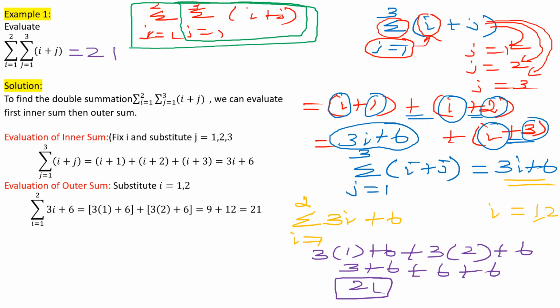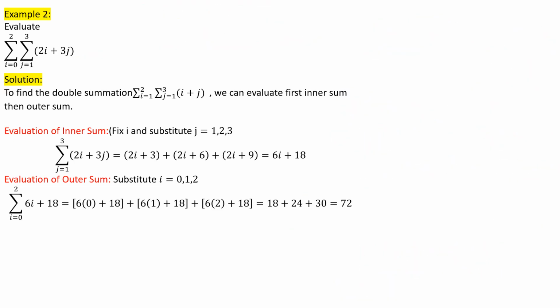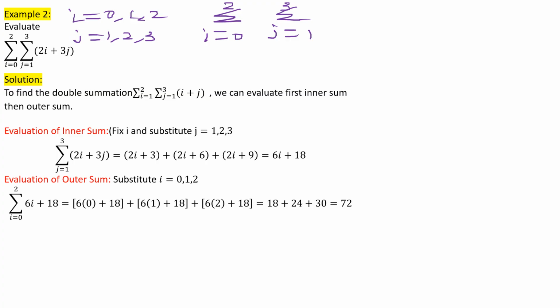Remember, whenever you perform a double summation, you have to find the inner sum first, and only then the outer sum. Let us see one more example. Here sigma i = 0 to 2, that means i = 0, then 1 and 2. Then we have the inner summation j = 1 to 3, that means j starting from 1, then 2 and then 3. Once you reach this value, you have to stop. Then I have to find 2i + 3j.